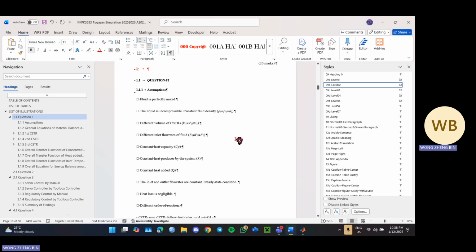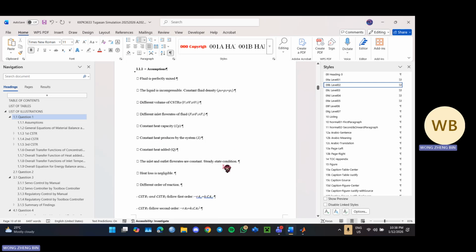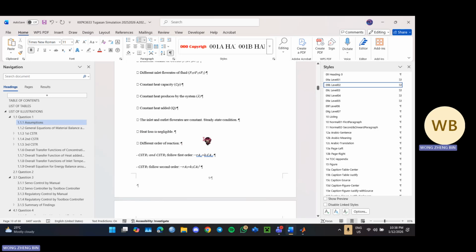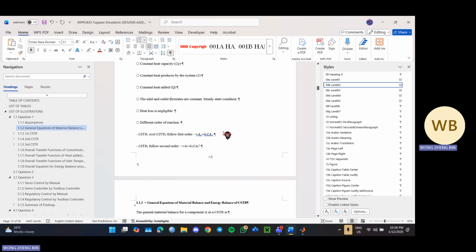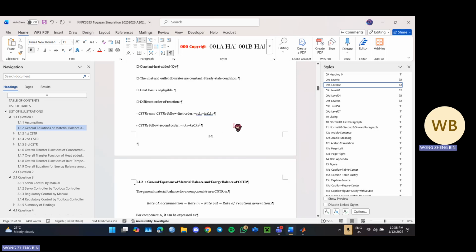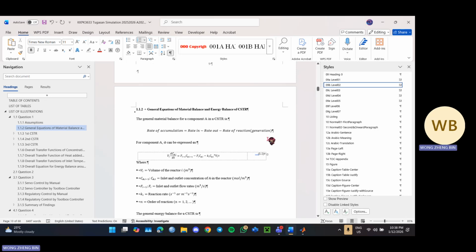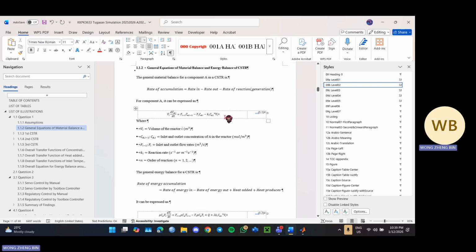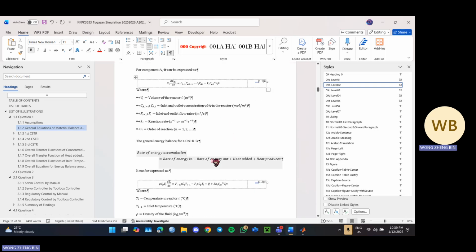Basically the fluid is perfectly mixed and the liquid is incompressible, different volume CSTR, different inlet flow rates, constant heat capacity, constant heat produced, constant heat added, inlet and outlet flow rates are constant, heat loss negligible, different order reaction. Note that CSTR1 and CSTR2 follow the first order reaction, and CSTR3 follows the second order reaction. So we can then write the general equation of material balance of CSTR. Basically, rate of accumulation is in minus out minus rate of reaction, which is the generation. For component A, it can be expressed like this.